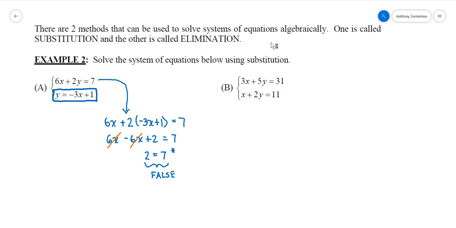This is basically saying for these to have a solution, 2 has to equal 7. It doesn't, so it's a false statement. So that tells me it's no solution. If I were to graph these lines, I would see that they're parallel. And so, using terminology, they're inconsistent.